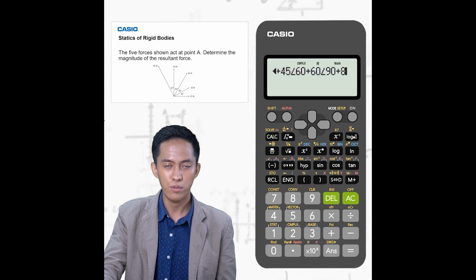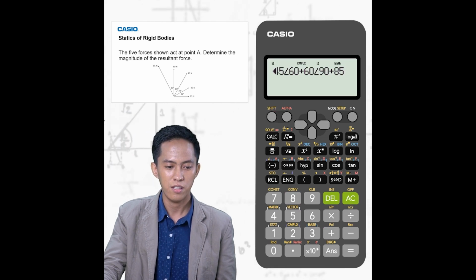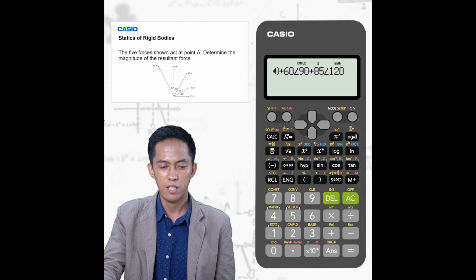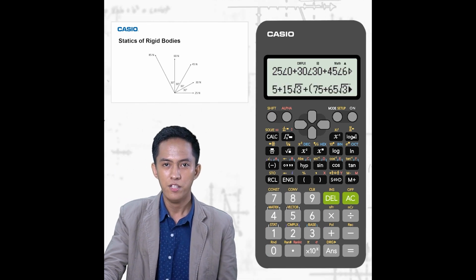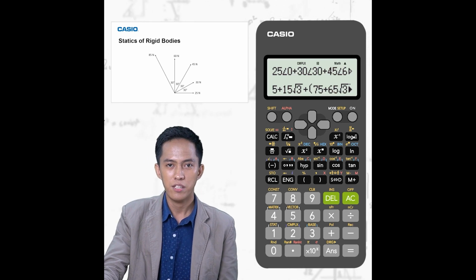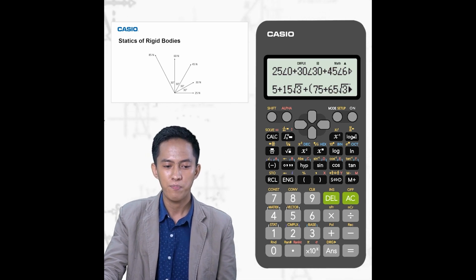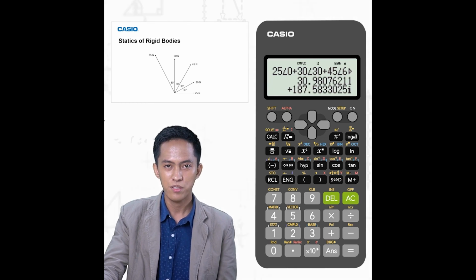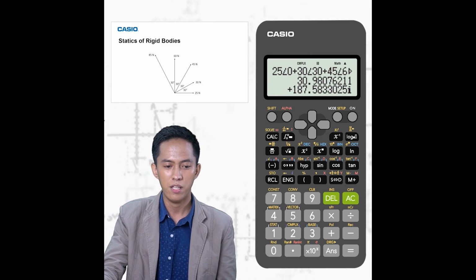we have 85 newtons, shift angle 120 degrees, then press equals. These values are the x and y components of the resultant. To get the decimal form of this answer, press S-D. Then remember these values in order for us to input them in mode 1.